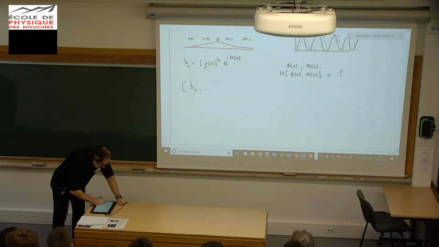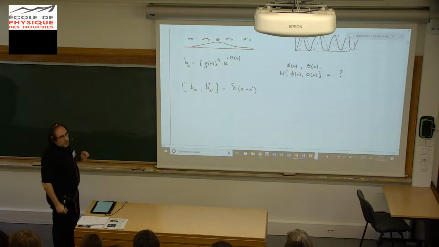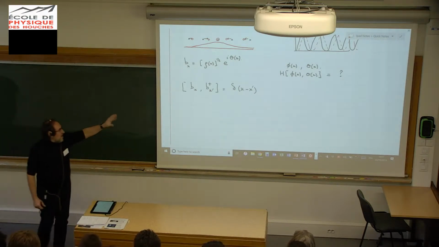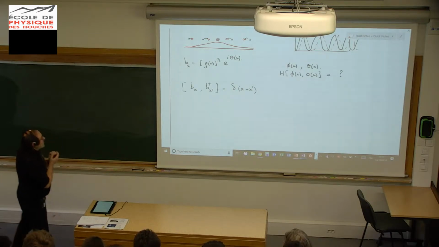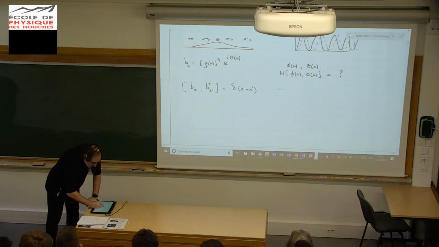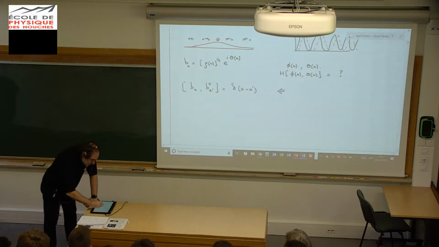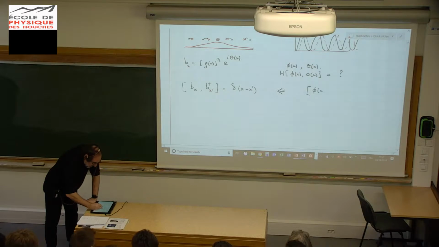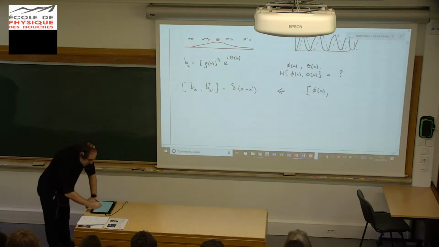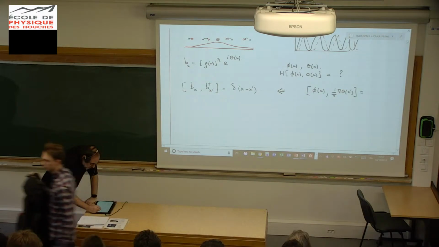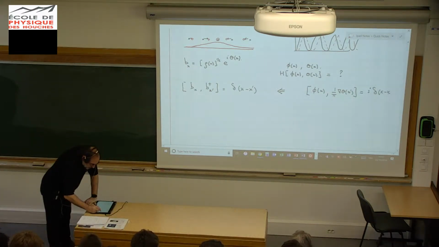If you say that b of x and b dagger of x prime satisfy the canonical commutation relation of bosons, and again, you will see this commutation relation in the second quantization course that will be done by Misha, then you can satisfy this if you impose that the field phi of x and the field theta of x are not independent, but that phi of x and 1 over pi grad theta of x prime obey the commutation relation i delta of x minus x prime.